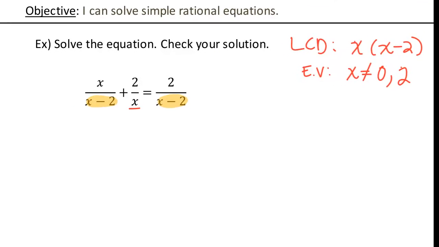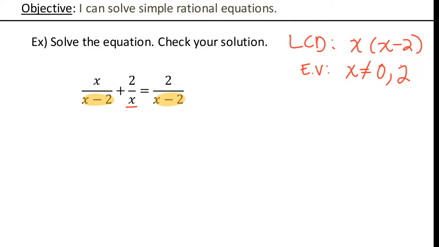Alright, so just like we did in the previous one, I'm not going to write down the LCD portion. I'm just going to write next to it. I'm going to take that times the LCD. So I'm going to take the top portion, which is x, times whatever's not in the denominator for the LCD. So my x minus 2 is going to cancel with this x minus 2. So I'm just going to be left with x. So it's x times x. Yes, it would be x squared.